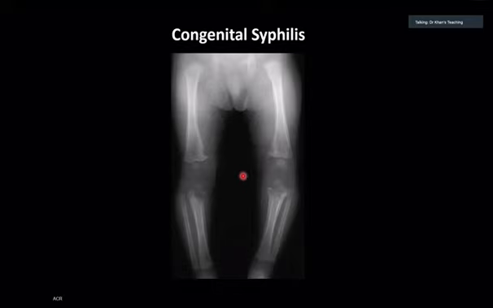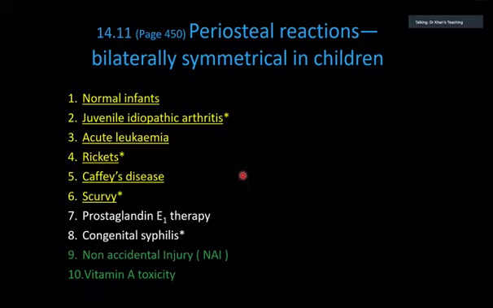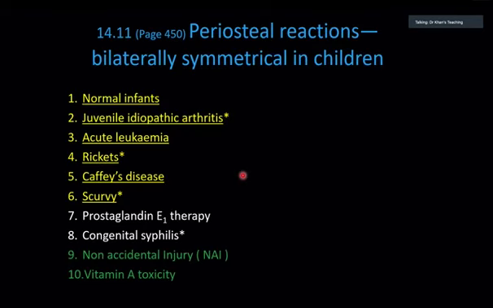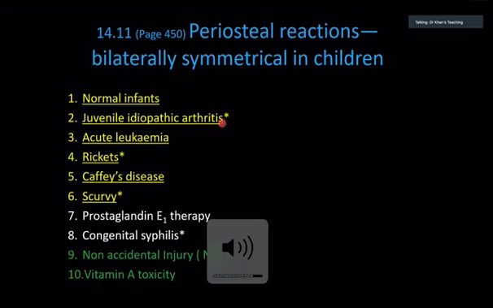Why is it classical? But look at the other differential, normal infant, and all of these things. Let's go through them. First of all, a few things. Age, juvenile idiopathic arthritis. This is not the age group, not at all, never. Usually these are teenage, or even if they are young, they might be 7, 8 years old.